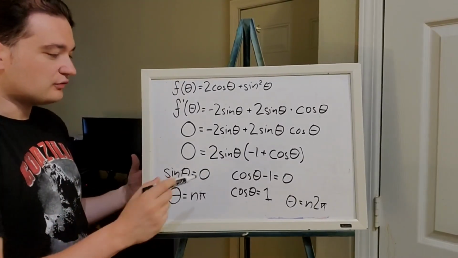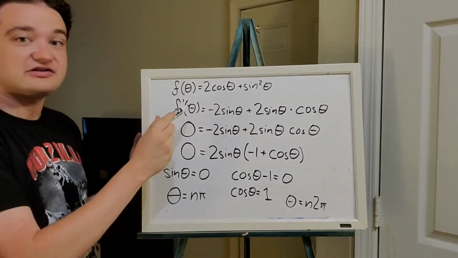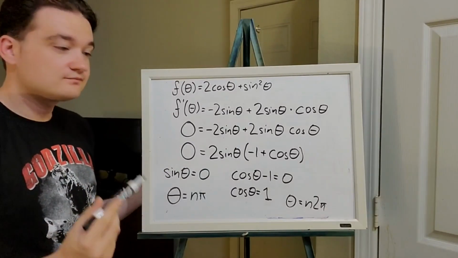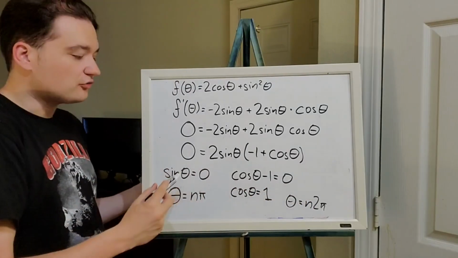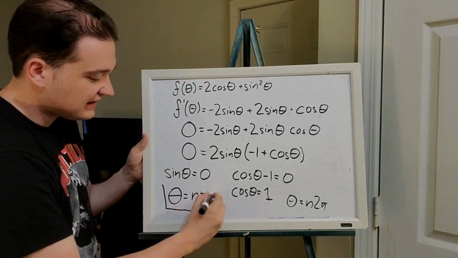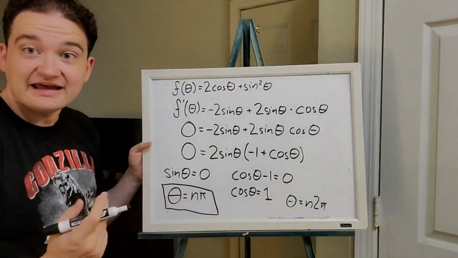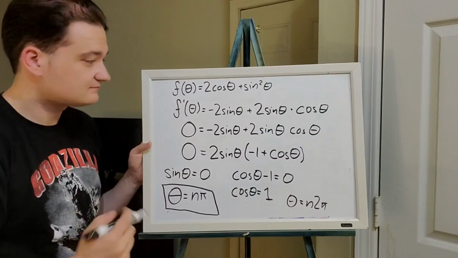Okay. So these values give us a derivative that equals 0. Now, multiples of 2 pi are also multiples of pi. So for the critical numbers here, we would just say it's n pi. For any multiple of pi, we have a critical number.